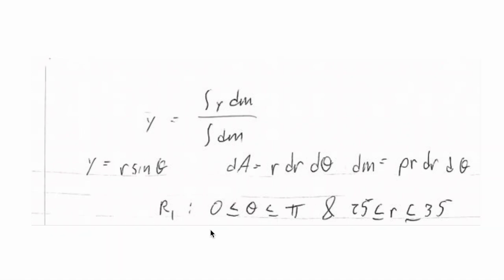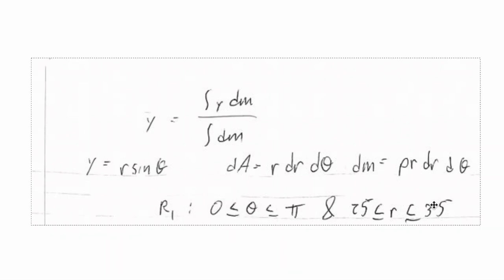So now going through the integrals, R1 is bounded by these two integrals here, with theta being between 0 and pi, greater than or equal to, and then r being less than or equal to 35, greater than or equal to 25.